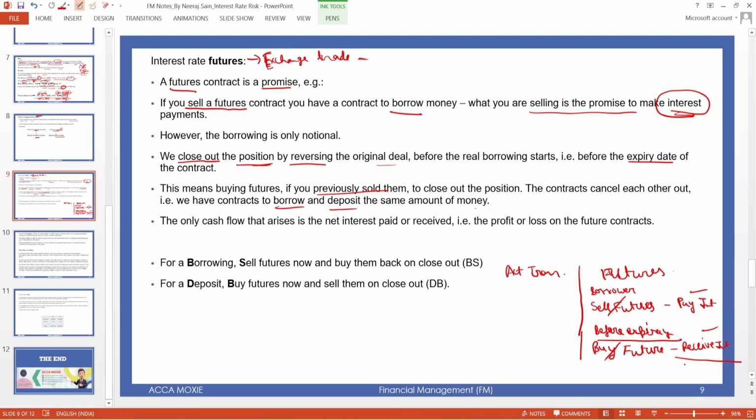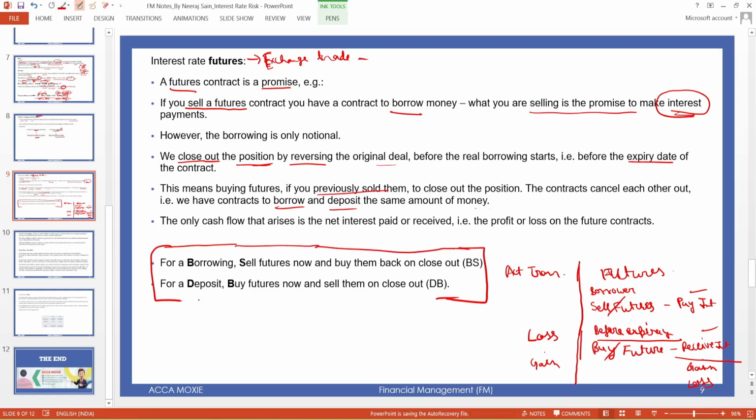So during this transaction, you will gain or lose. If you gain here in the actual transaction, you will lose. If you lose here in the actual transaction, you will gain. So this is the instrument just to hedge the risk, not to make the profit. Okay, remember, you have to remember this for the exam. All the above explanation is just for the understanding. This you have to remember: if you are a borrower, you have to sell the futures. If you are an investor or a depositor, you have to buy the futures.